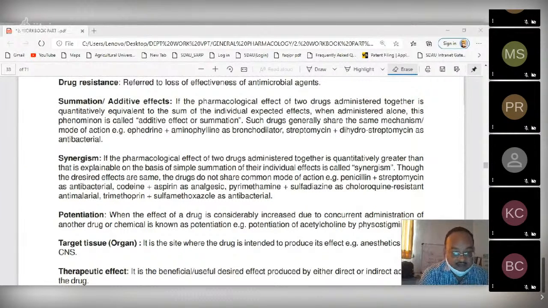This drug, A and B, will produce the additive effect when they are given concurrently, or at a time, or in combination, and such a drug effect is known as additive effect or summation. Such drugs generally share the same mechanism or mode of action.